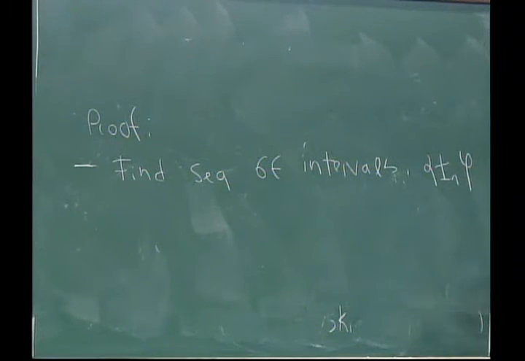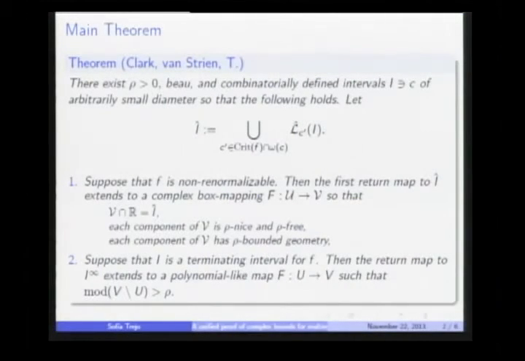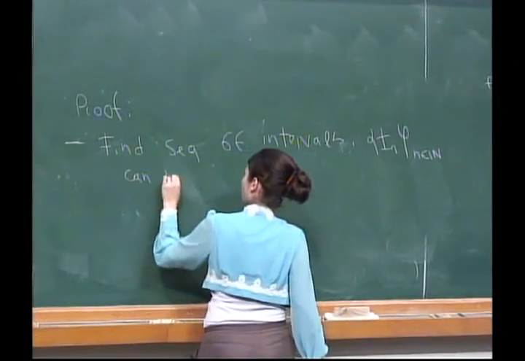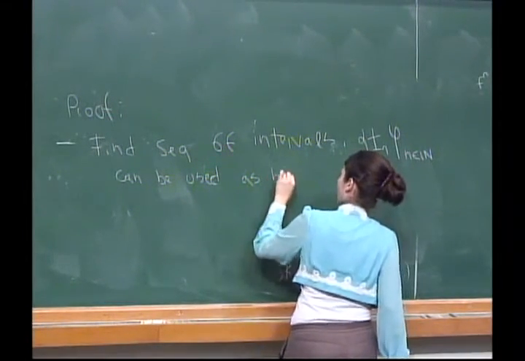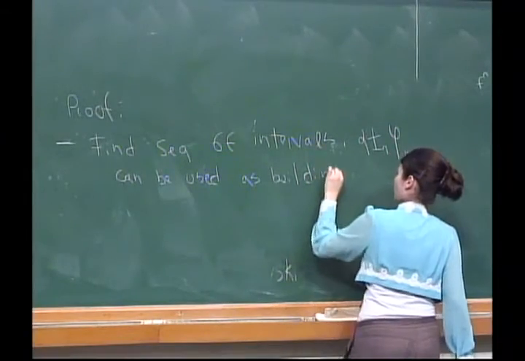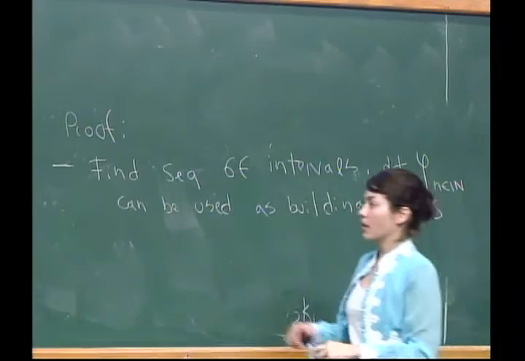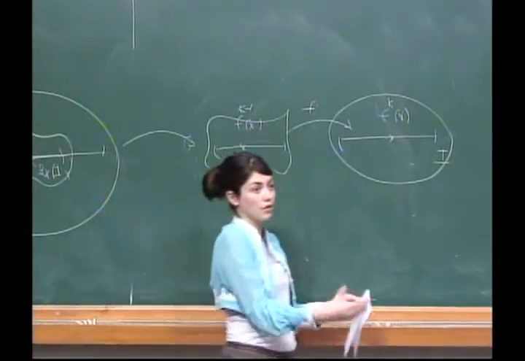Remember, the theorem says that we can do it at arbitrarily small scales. So what I'm going to do is to build a sequence of intervals that tend to 0, for each of these I_N, N in the naturals, that can be used as building blocks, okay? So basically, the real intervals are the ones that are going to define these itinerary things. Yeah, so you want to find intervals.